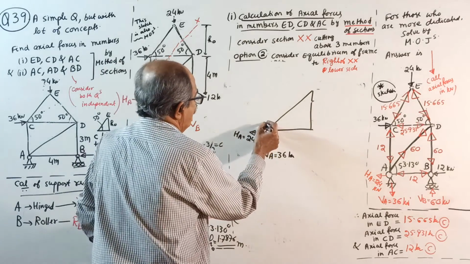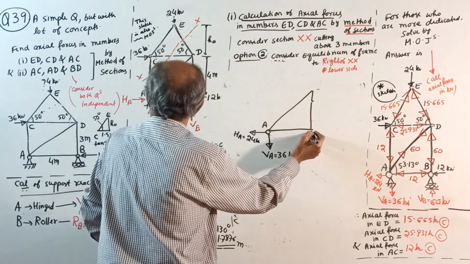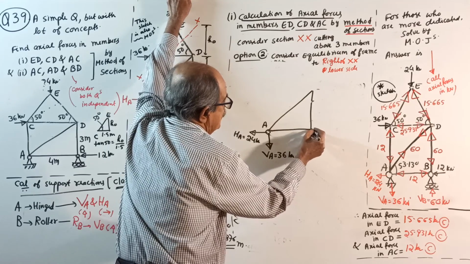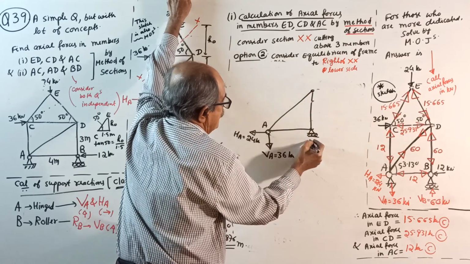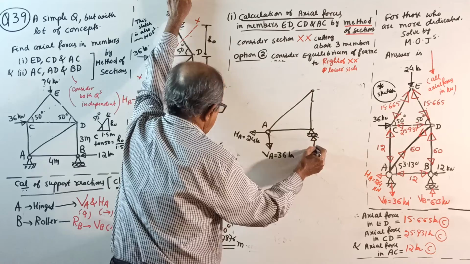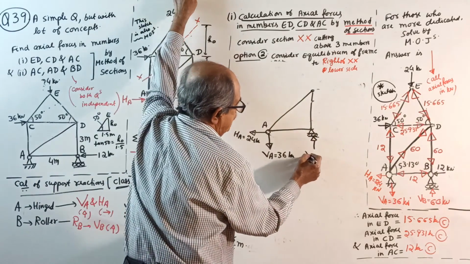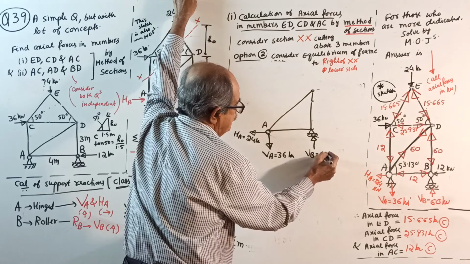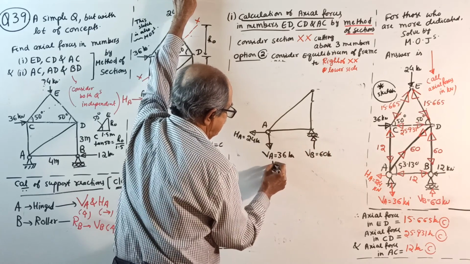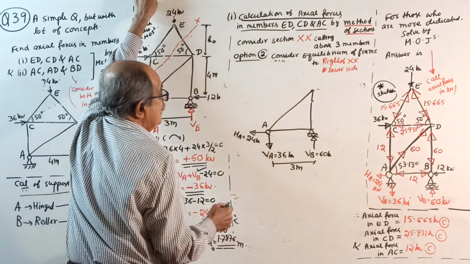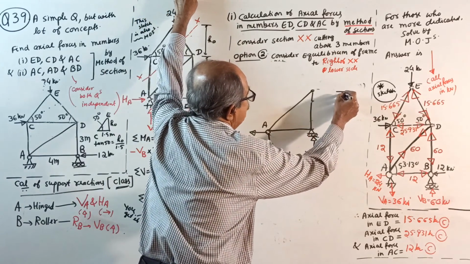And this is the point A. This is the point B, where roller is there, roller support. Vertical reaction VB, you took upward, positive came, correct. VB is upward 60 kilonewton. Then this distance is 3 meter. Then this height is 4 meter.